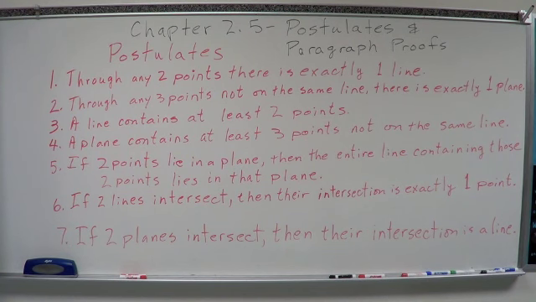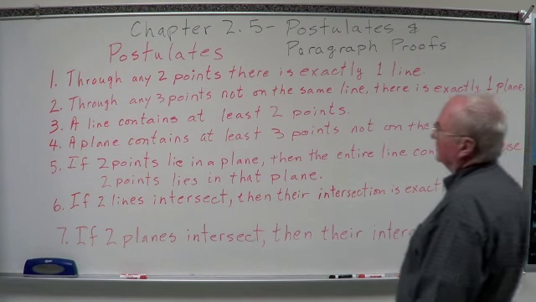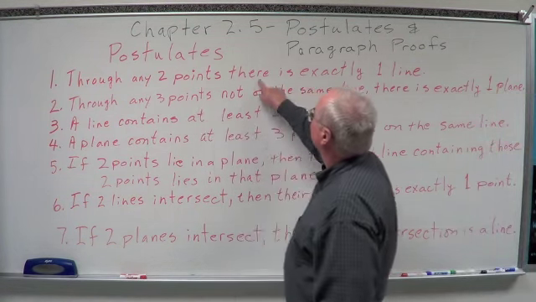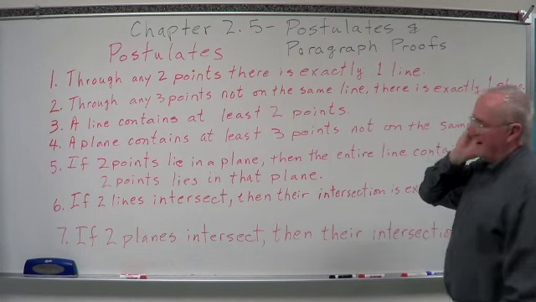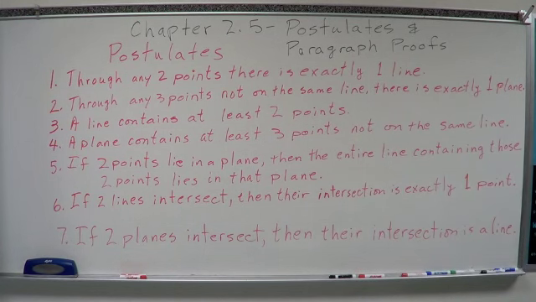Definitions of undefined terms: points, lines, and planes. The first 7 postulates that we're going to build upon are, number 1, through any 2 points, there is exactly one line. How many points does it take to describe a line? 2. Through any 2 points, there is exactly one line.